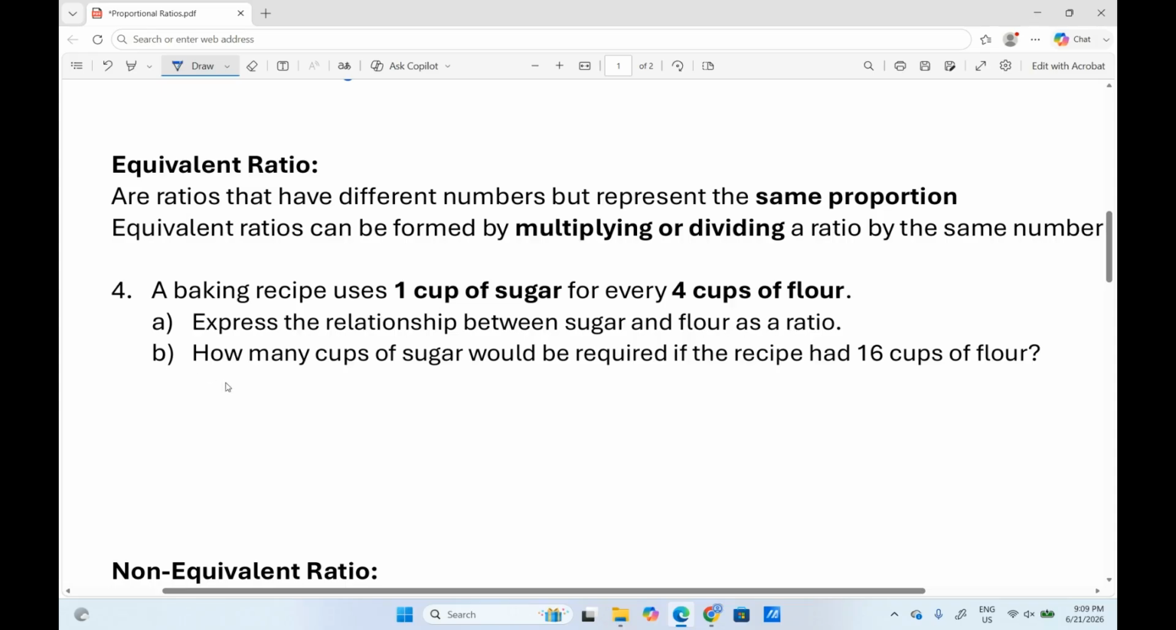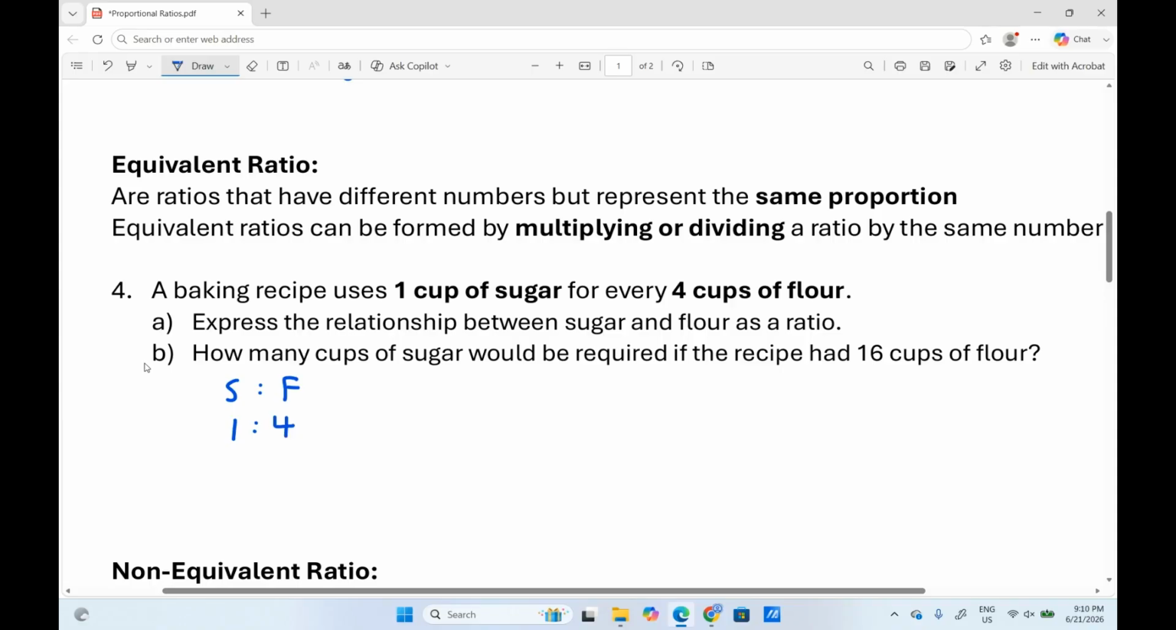I'm going to let S represent sugar, and F represent flour. For every 1 cup of sugar, I get 4 cups of flour. So my ratio is going to be 1 to 4. That's part A.